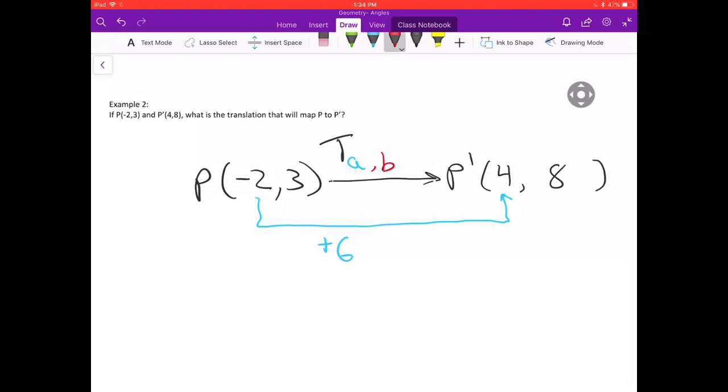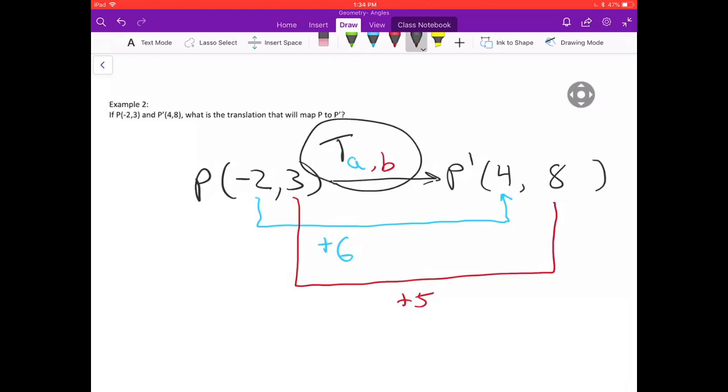The next thing that I would look for is how do I get from a 3 to an 8? So the only way for me to get there would be to add 5 to it. So my final answer is going to be this translation T(+6, +5), which also tells us that we move to the right 6 units and up 5 units if it was asking.